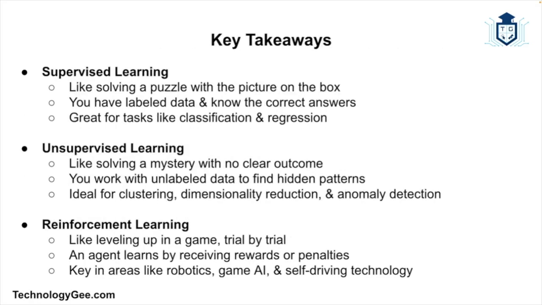Now let's go ahead and wrap all this up. So here's the big picture. Supervised learning is like solving a puzzle with the picture on the box. Unsupervised learning is like solving a mystery without knowing what you're looking for. And reinforcement learning is like leveling up in a game through one win or one failure at a time. Now, each method has its strengths, each fits a different kind of problem, and together they make up the toolkit that's powering everything from your phone's voice assistant to the future of autonomous robots.